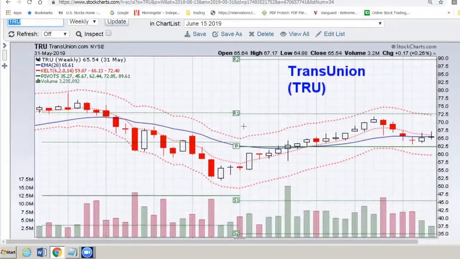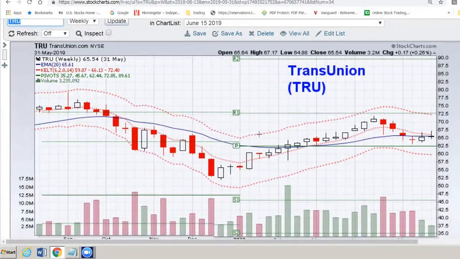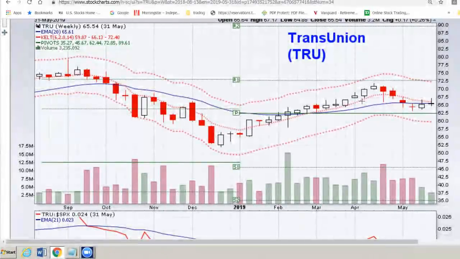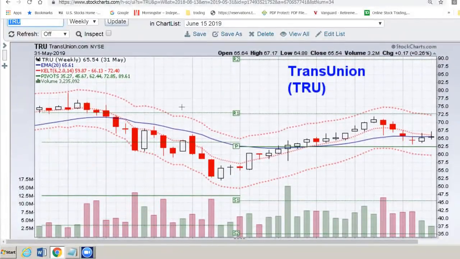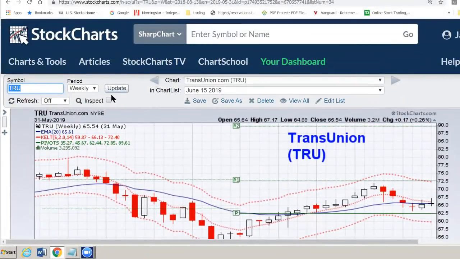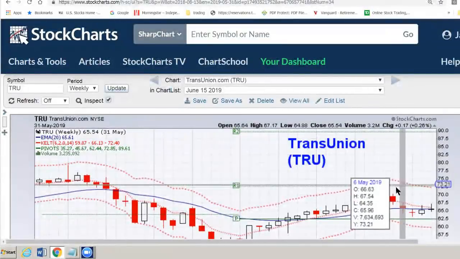Okay, so TransUnion was a stock recently recommended in the Viper hot stock service, and it came up in my work because it formed a doji here. And then I was looking for a close above this doji high to signal that it completed a bottom.